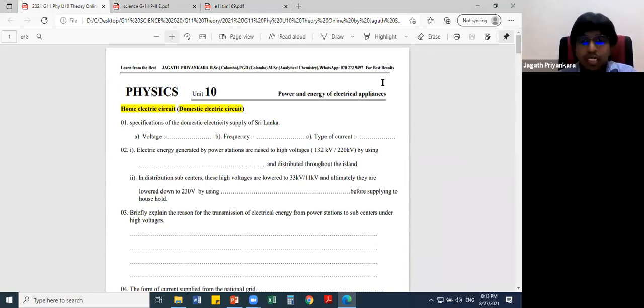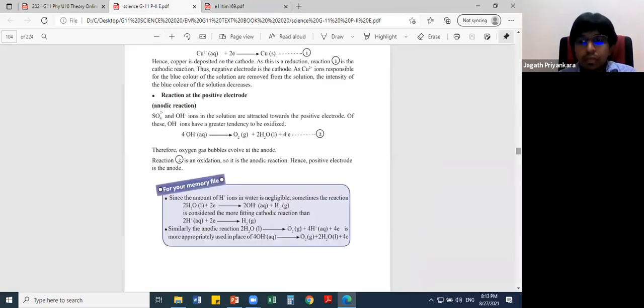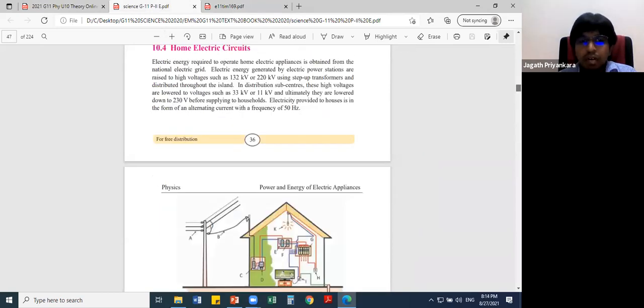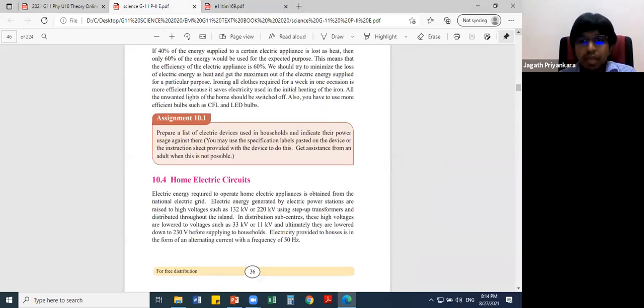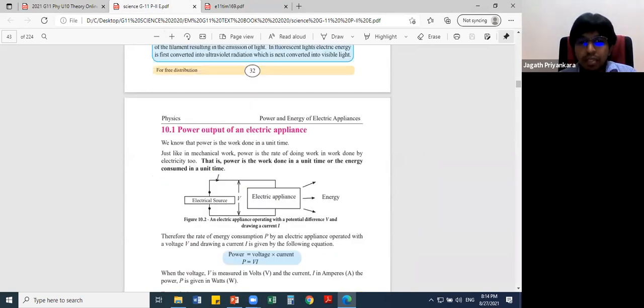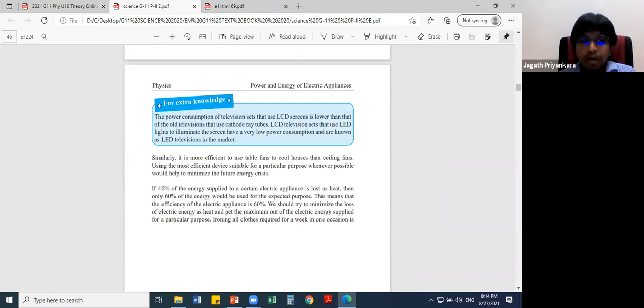this AC and DC supply, right? So I'll quickly summarize what we had done last week. This is the textbook. Right. So basically home electric circuit and power and energy of the electrical appliances we are going to discuss under this chapter mainly, right? So first I'll discuss home electric circuit. After that I'll discuss power and energy of electrical appliances, right?